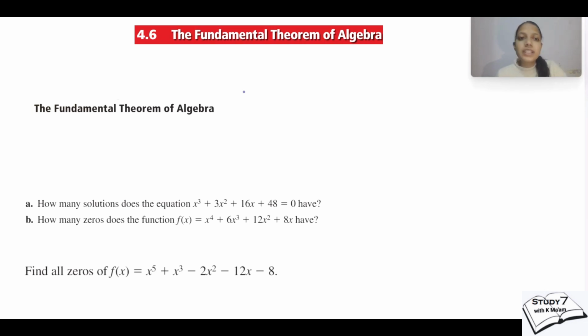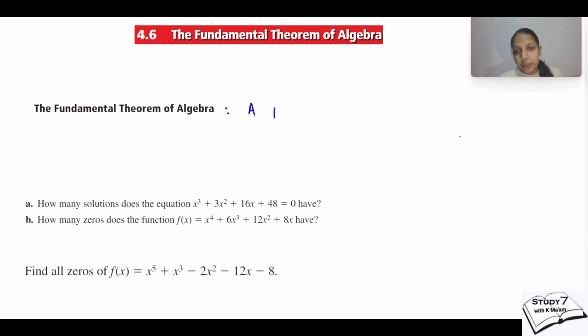Everyone, now we will start 4.6. First thing is the fundamental theorem of algebra. The fundamental theorem of algebra says if a polynomial has a degree n, it has a total of n solutions, including repeated, including complex. Okay?